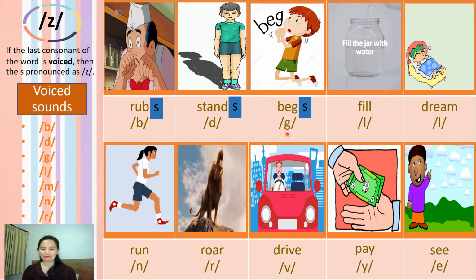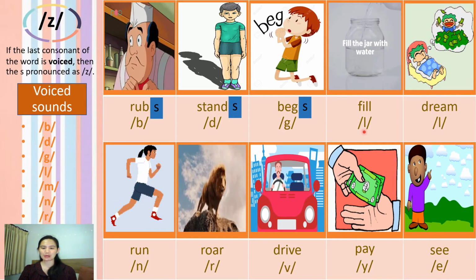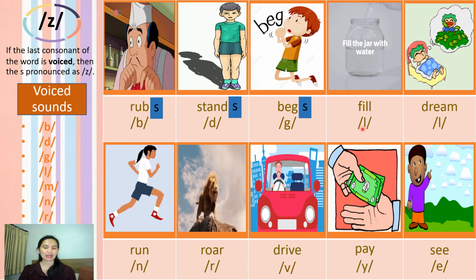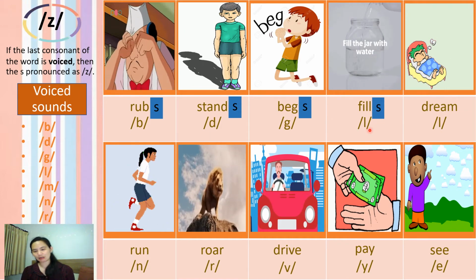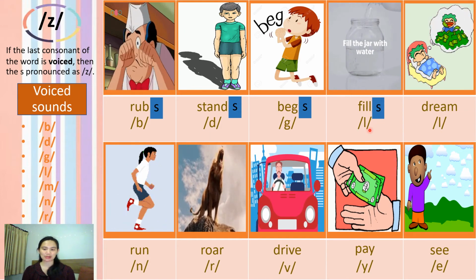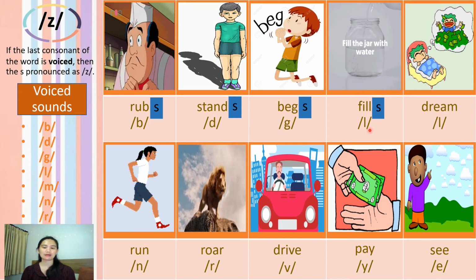Next word. We have the word feel. The last sound is l. Feel. Put an s at the end of the simple form of the verb to make it into a simple present tense. The word reads as feels.